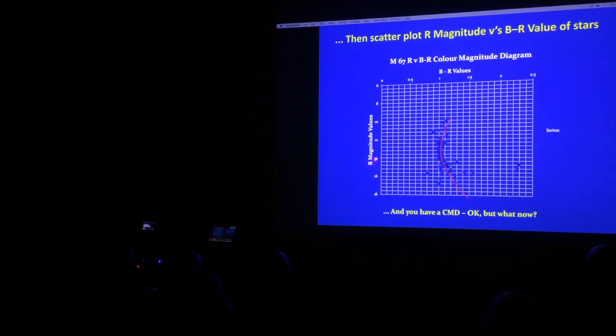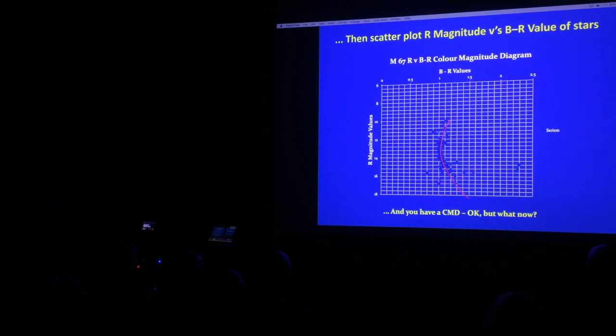So just plot the R magnitude here, how bright they are through the R filter. And then on the x-axis, just get the calculator or the Excel spreadsheet, we've got a value for the brightness in the B filter minus the brightness in the R filter, put the values there and just plot them all on a scatter plot. And there you have a colour magnitude diagram.